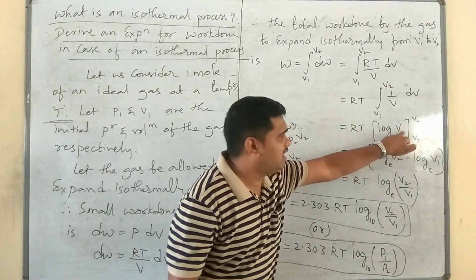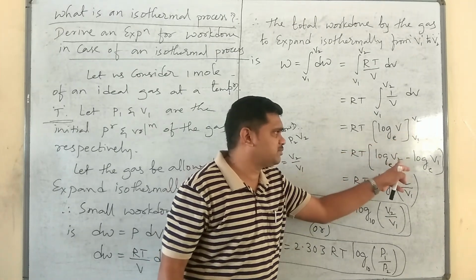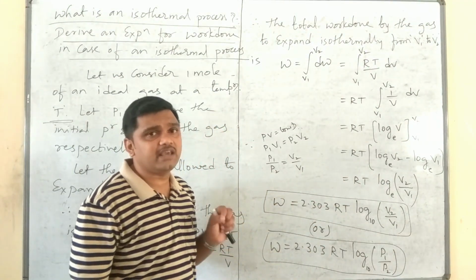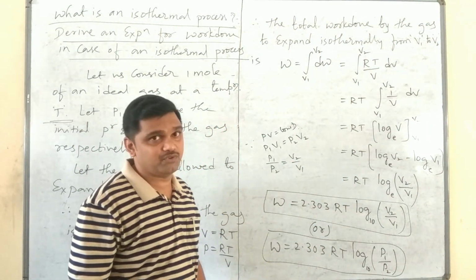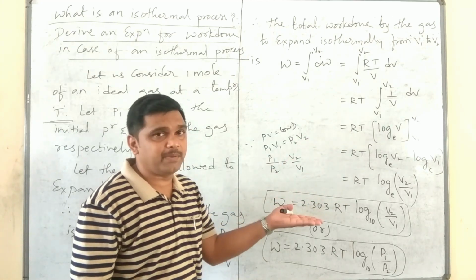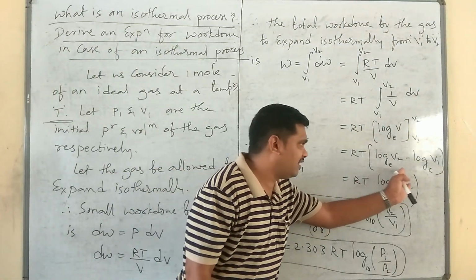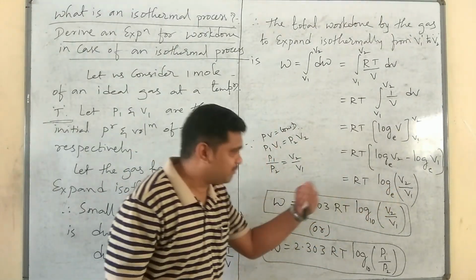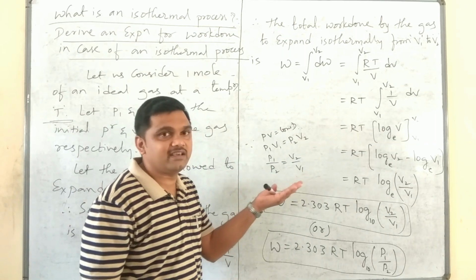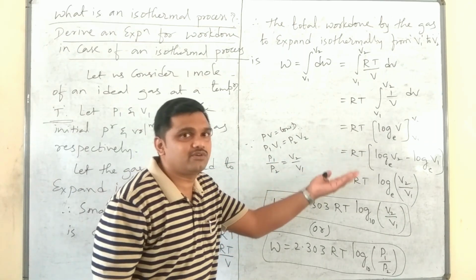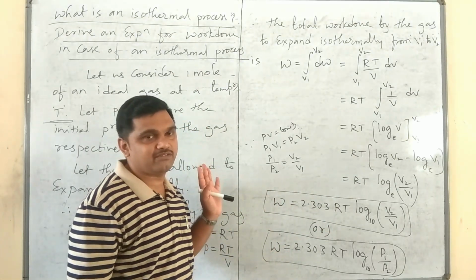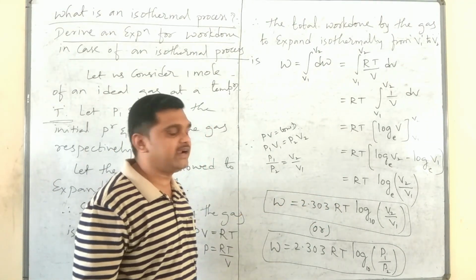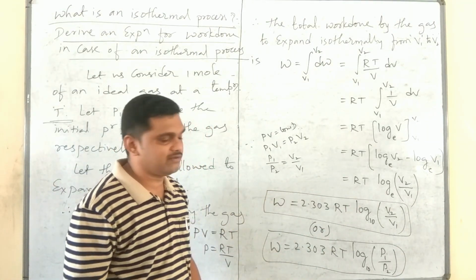Next, according to the rule, first we substitute the upper limit and then the lower limit. Now it is of the form log M minus log N, and it takes the form log M by N. Therefore, RT log V2 by V1. Next, to convert log to the base e into log to the base 10, we have to multiply by 2.303. Therefore, W is equal to 2.303 RT log V2 by V1 to the base 10.